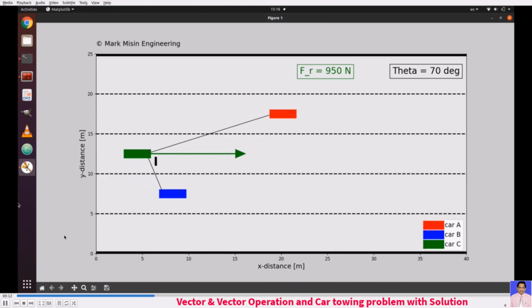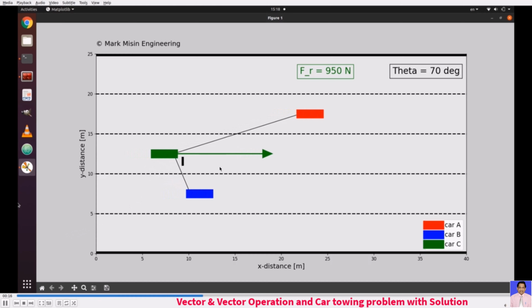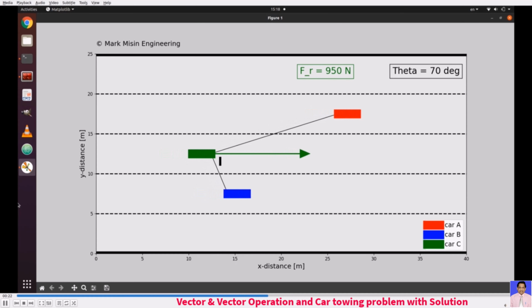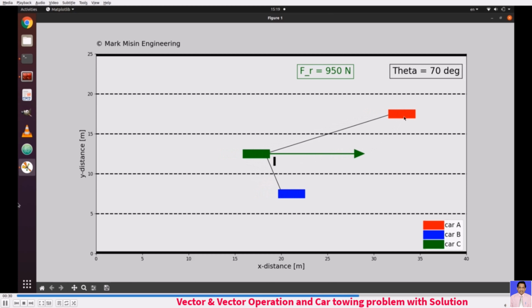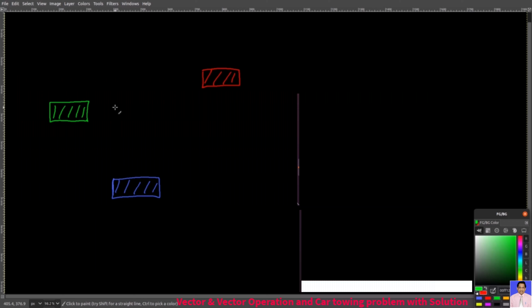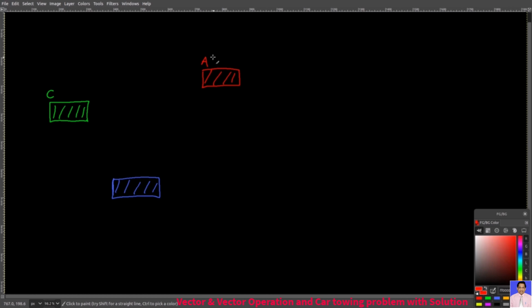Welcome back. In our first problem, we have a car, this green one, let's say that it's car C, and it is being towed by two other cars along a straight road. So you have car A here and car B, car A in red, car B in blue. So here they are again, car C, car A, and car B. And these are the wires here.